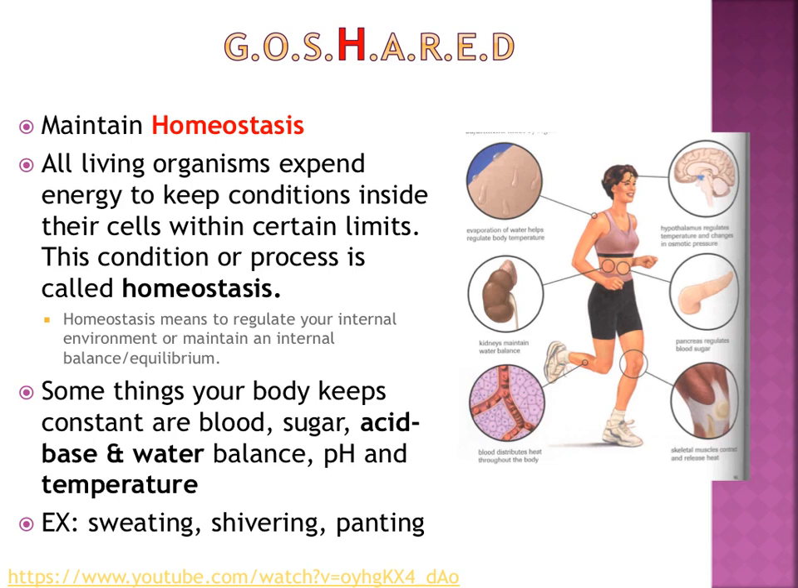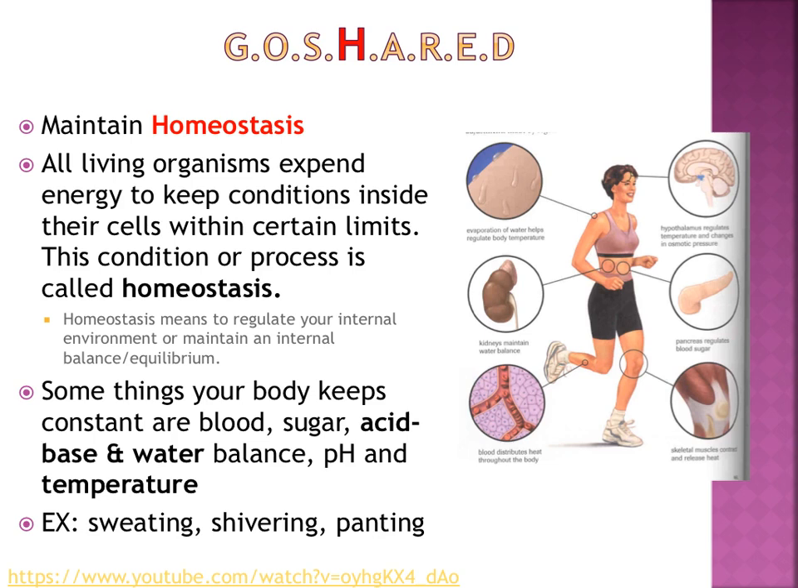So if we take a look at our picture here, this woman is jogging. Her body is trying to maintain homeostasis. She is sweating. Because she's sweating, she might be losing some water, so her kidneys help maintain her water balance. The blood distributes heat throughout the body, so she's probably getting warmer and she doesn't want to overheat. The pancreas helps to regulate sugars, so again, she's using energy, burning fat, using some glucose from the food that she ate, so her pancreas needs to make sure her sugar levels are regulated so she doesn't faint while she's running.